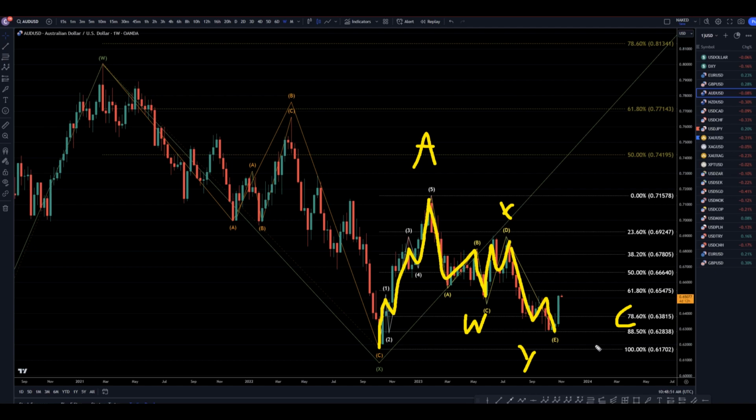We are bouncing off a fib level. We are making impulsive moves up. I think there's a very good likelihood this is the very early stages of a brand new uptrend, which I think is a wave C of wave Y, like I was explaining on the monthly time frame.